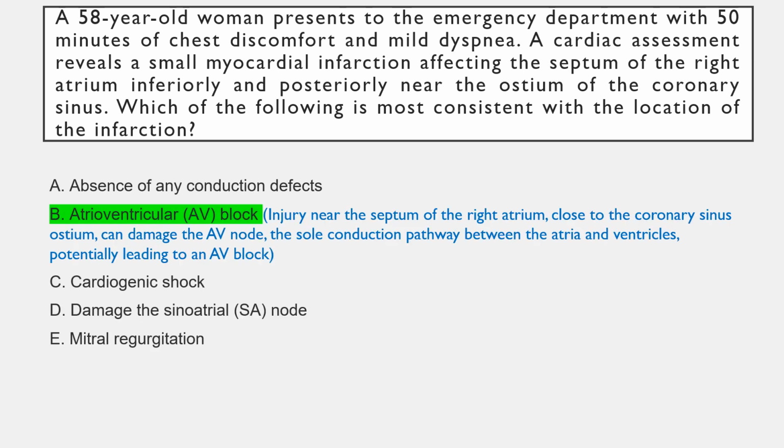The correct answer is B. Atrioventricular block. This is actually the most likely scenario, and here's why. The AV node, located near the coronary sinus, is responsible for transmitting electrical impulses from the atria to the ventricles. If the infarction affects this area, it could damage the AV node, disrupting the heart's normal conduction pathway. This would most commonly lead to AV block, which means the electrical signals from the atria would be delayed or blocked entirely from reaching the ventricles.